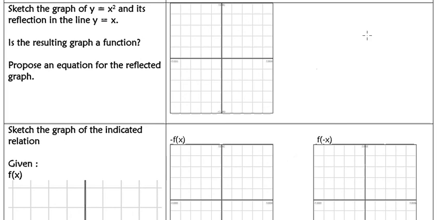All right, here we go. Sketch the graph of y equals x squared and its reflection in the line y equals x. And then we have a few questions specifically about that, but let's get to those second. So first off, y equals x squared.